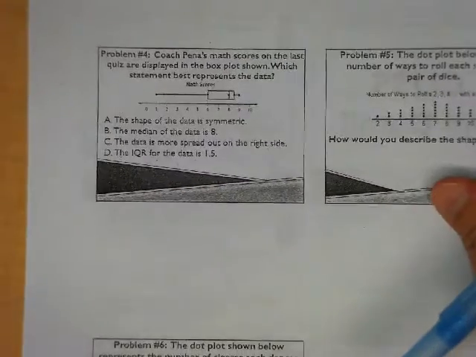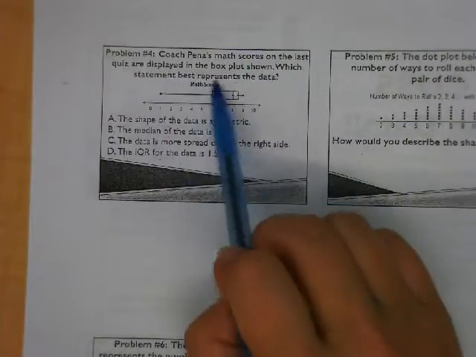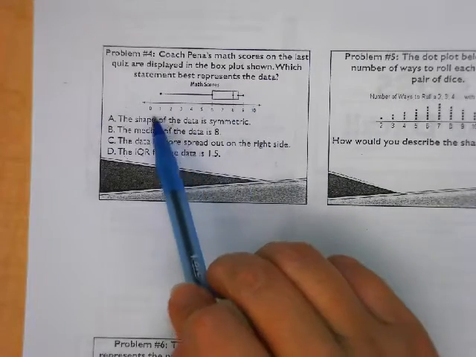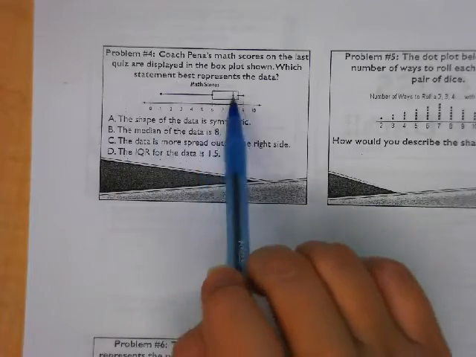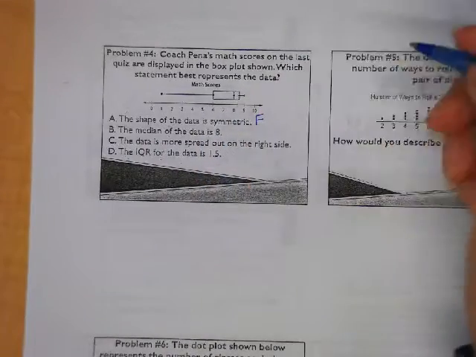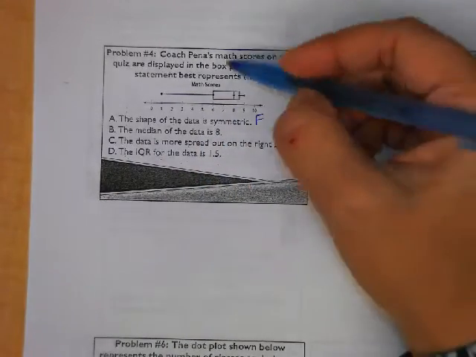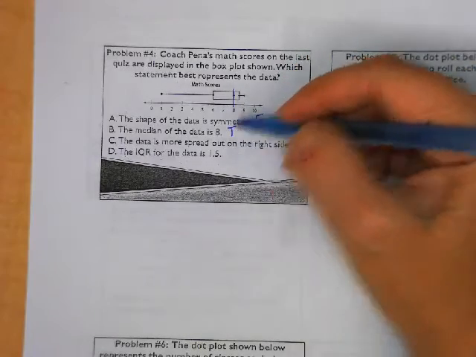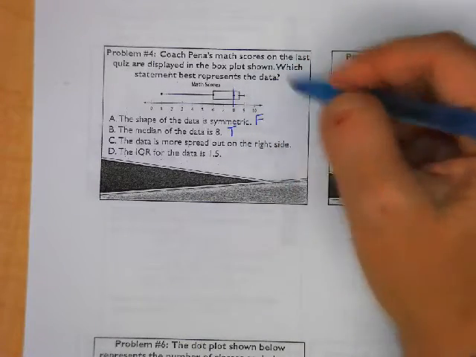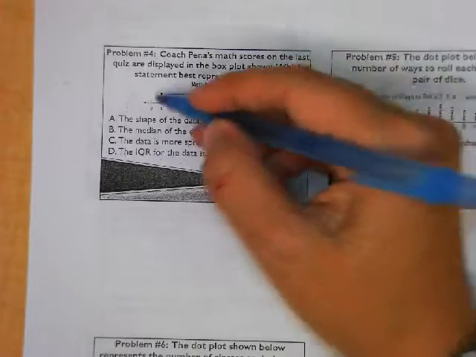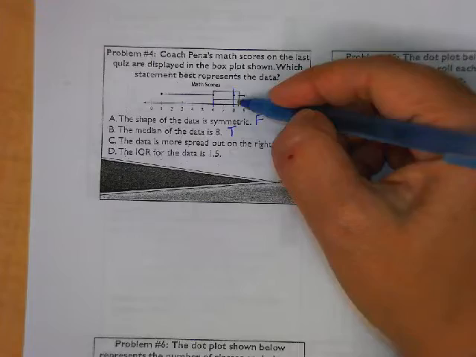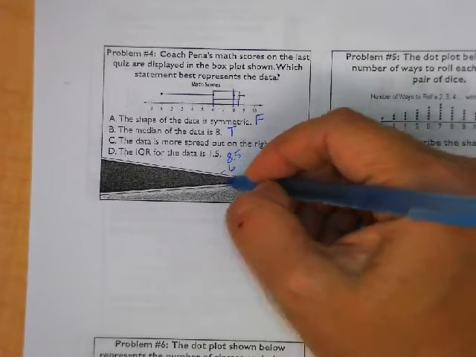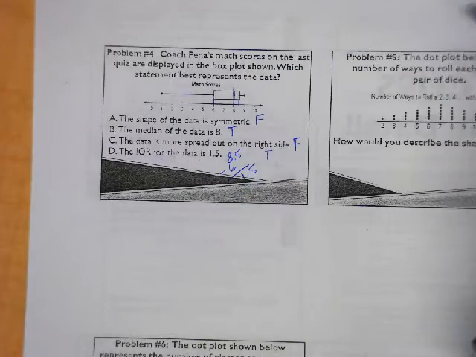On the next page, number four, we have a box plot. Which statement represents the data? This is their quiz scores. Let's hope that's going to be multiplied by something. The shape is symmetric. Absolutely not. Right? Because it needs to be equal. The median is 8. That's a true statement. The data is more spread out on the right side. No, it is actually skewed left. And the IQR is 1.5, so we would do 6. So we would say 8.5 minus 6 is 1.5, so that is true.